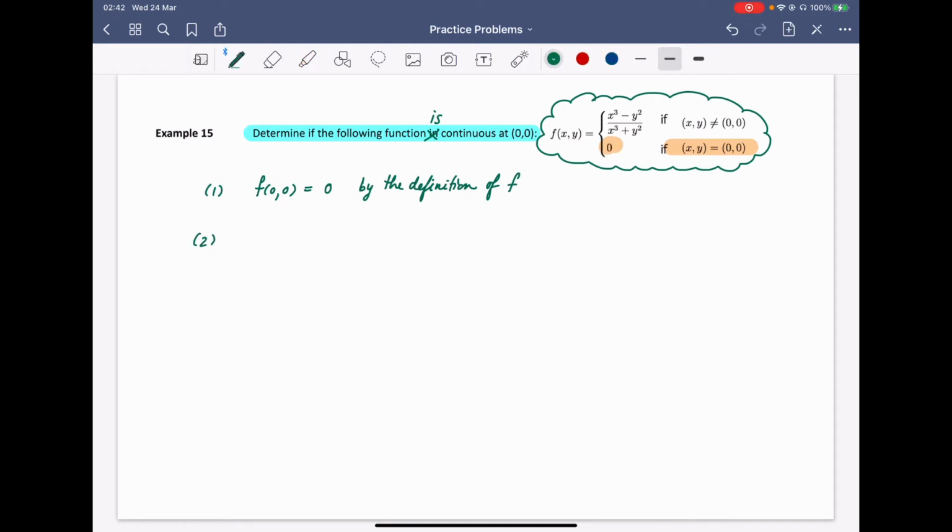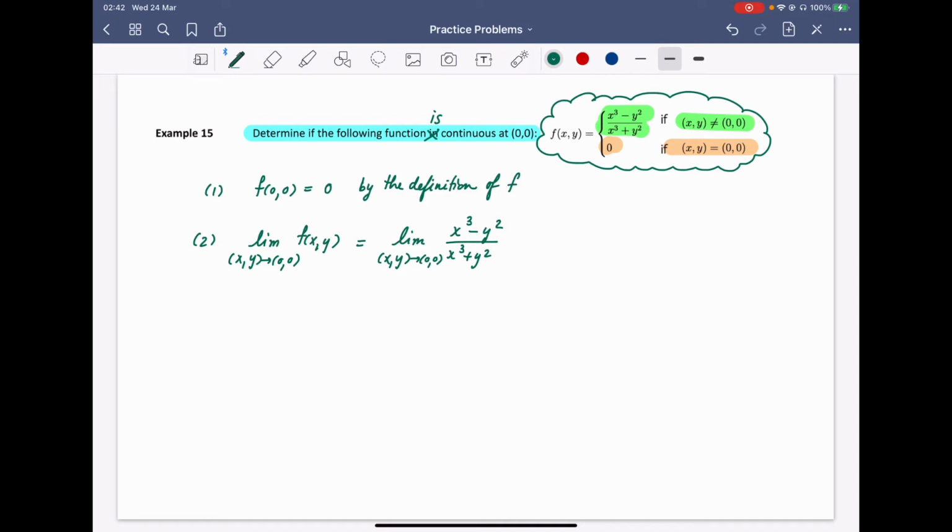Alright, number 2, you need to compute the limit of f(x,y) when (x,y) goes to (0,0). For the limit, you just need to consider the points in the neighborhood of (0,0), right? So the function that you're going to use is the top one here. So actually, this is going to be the limit of (x cubed minus y squared) over (x cubed plus y squared), where (x,y) goes to (0,0). So the problem just goes back to computing the limit.